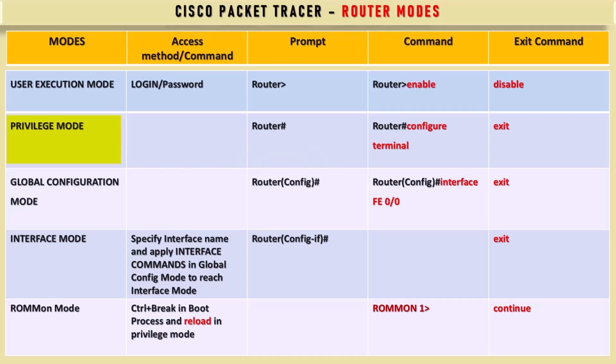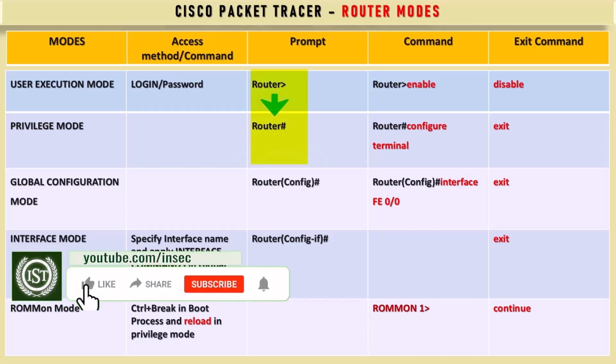When you are in user execution mode and you type the enable command, you will reach privilege mode as said, and at privilege mode the prompt will change from router forward arrow to router hash, as you can see on the screen over here. And in order to get out of privilege mode to user execution mode, you will type the command disable.